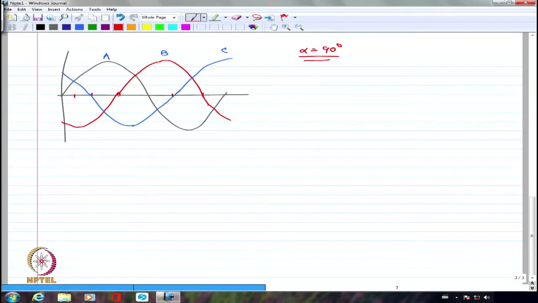Am I right? So this will be where T1 will be fired. This is where T2 will be fired. This is where T3 will be fired. Right? T3 and T5. This is for the case of alpha equal to 90.